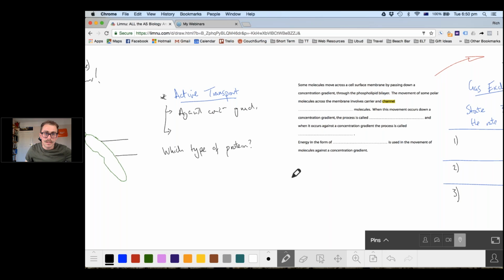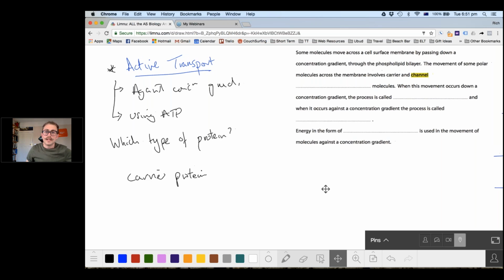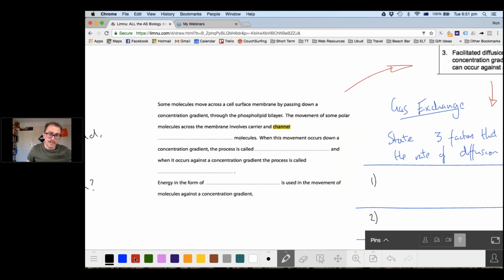I can zoom in maybe just a little bit more. And then it's using ATP. Which type of protein is it? It's a carrier protein. It's exactly the same as facilitated diffusion, except it's against the concentration gradient using ATP. So let's have a look at this question. I'll rip through this. I'll put red as my answer.